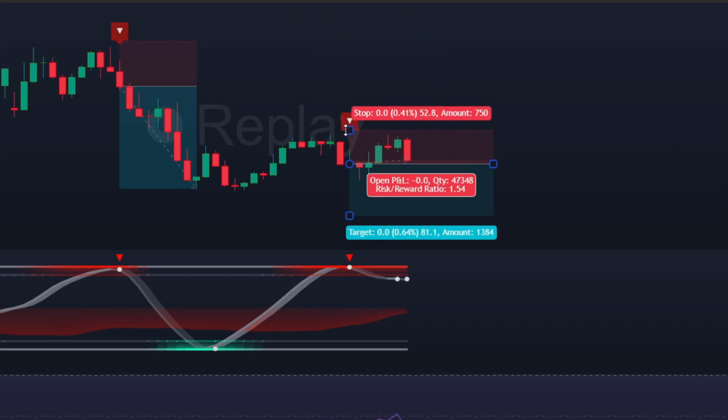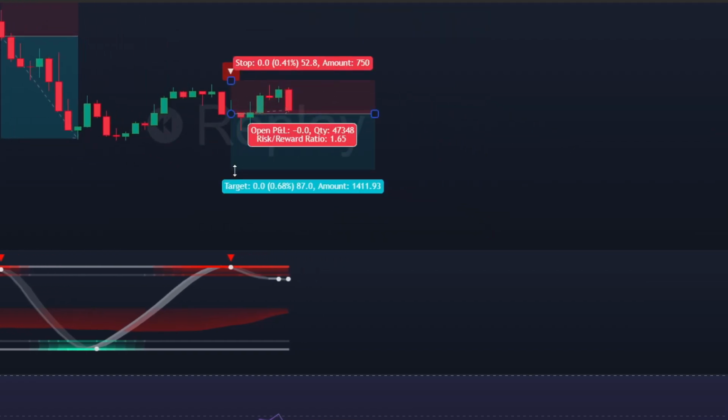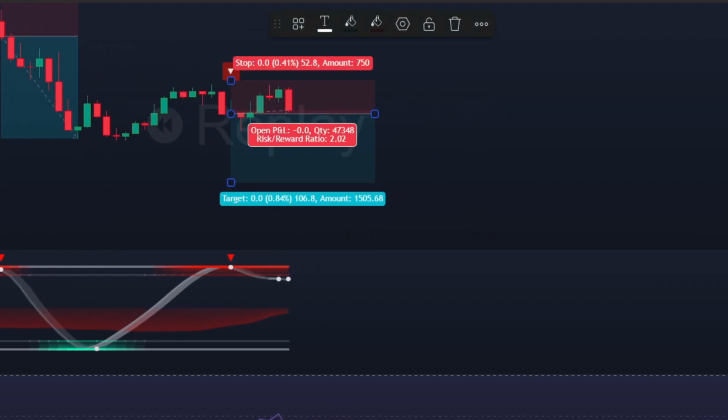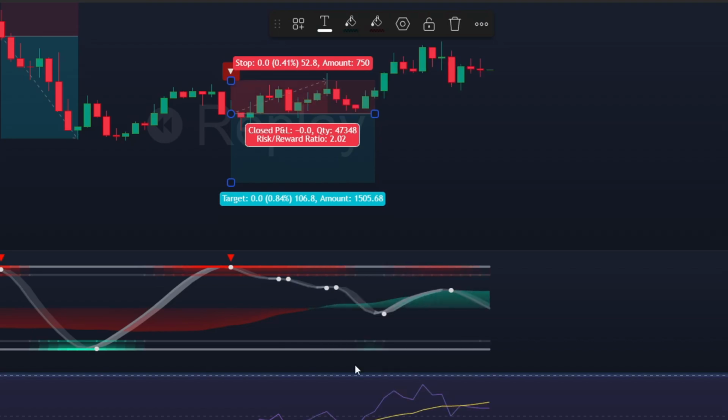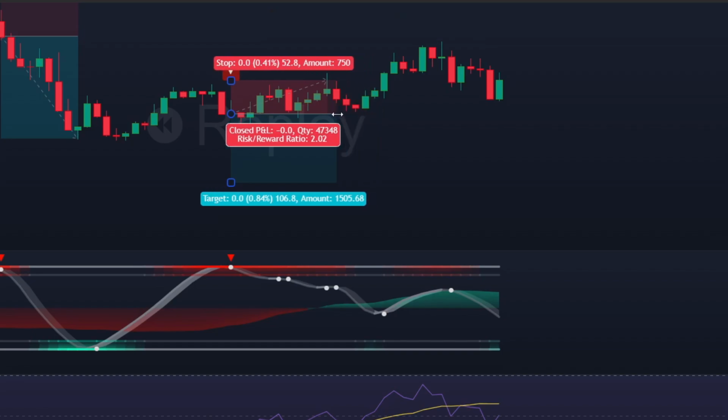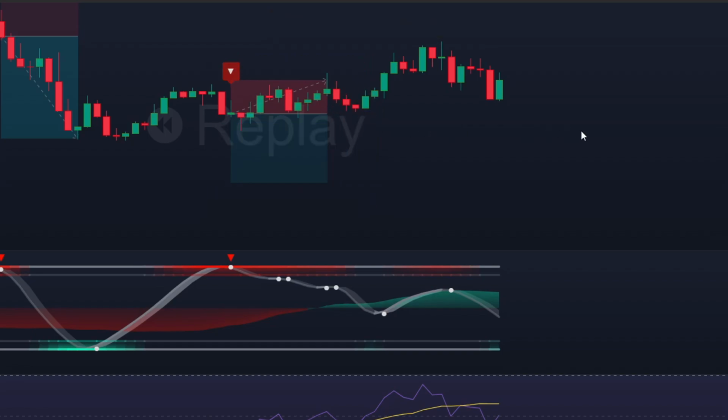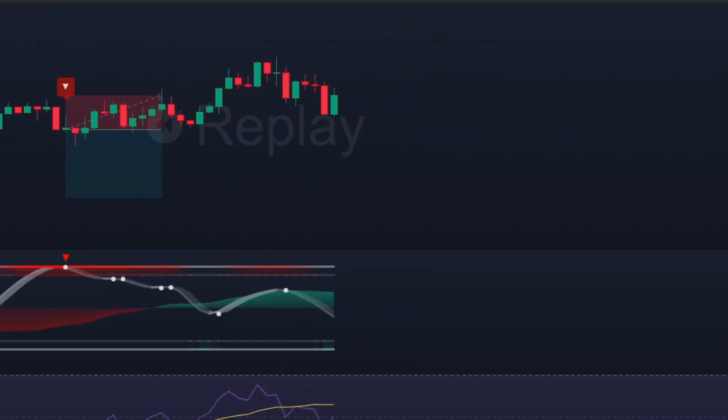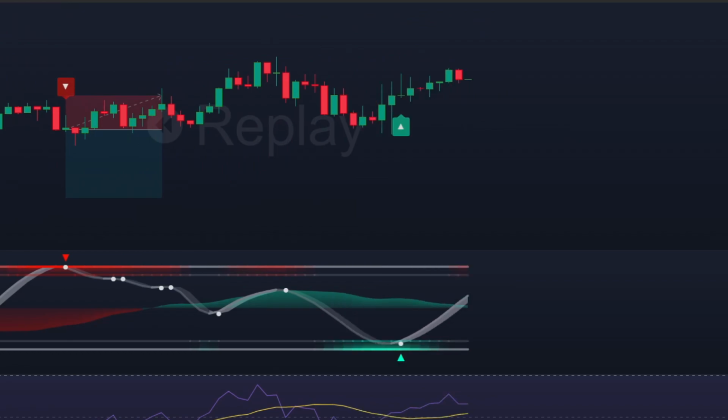This strategy is trend following. It works best when the market has momentum. In sideways ranges or sudden reversals, you'll still get false signals. That's normal. No strategy is perfect. This is why risk management is also key.